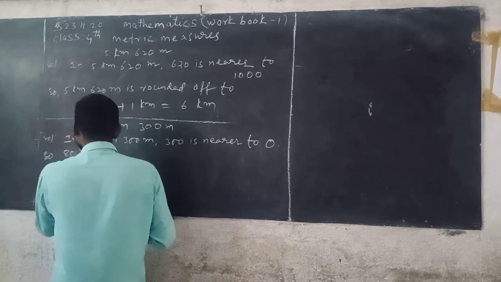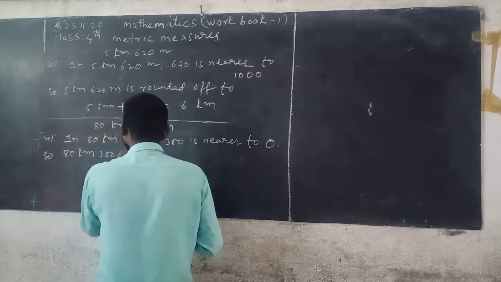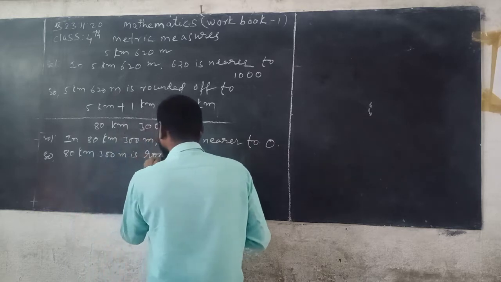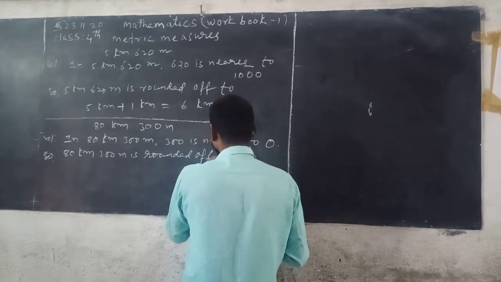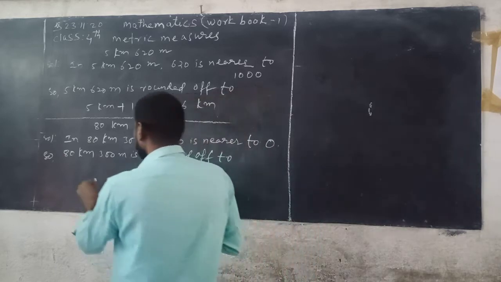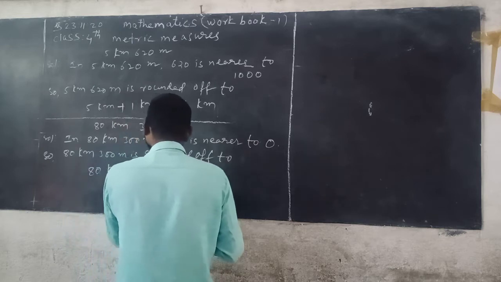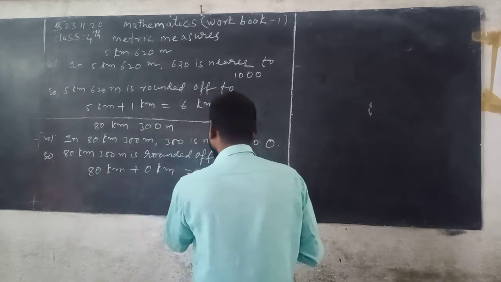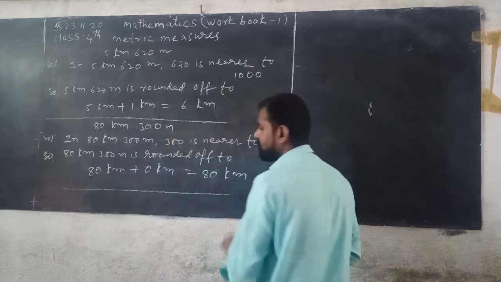So 80 kilometer 300 meter is rounded off to 80 kilometer plus 0 kilometer. You can get 80 kilometer. Write down, everybody.